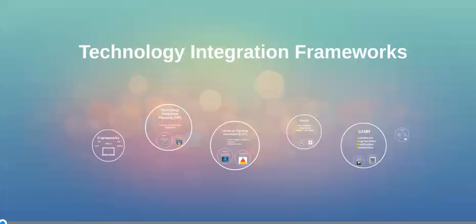Hello. Today we're going to discuss technology integration frameworks, which are what they sound like. They are essentially blueprints for integrating technology into the classroom. A successful framework will ensure technology is integrated into the classroom smoothly and will benefit the classroom greatly.